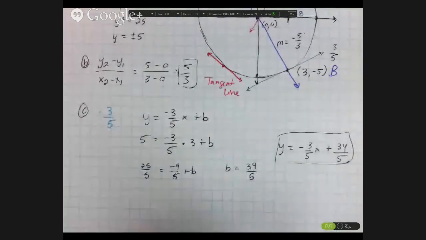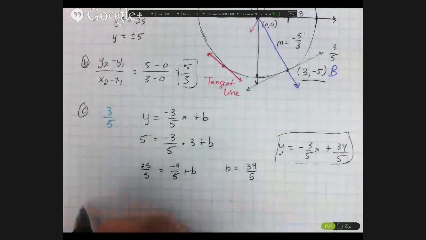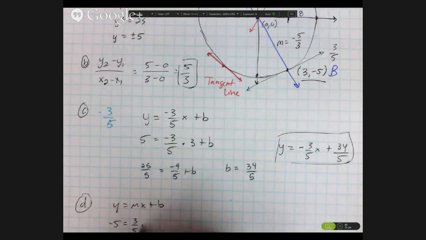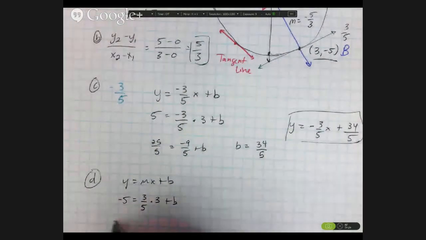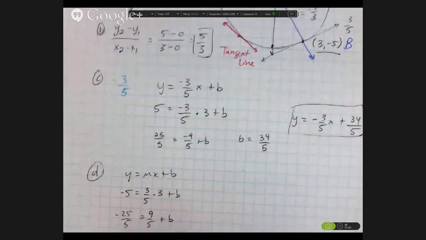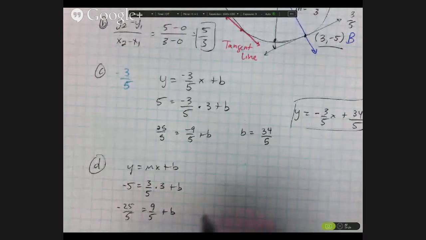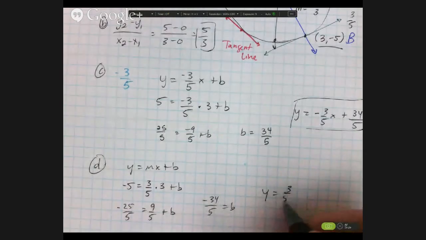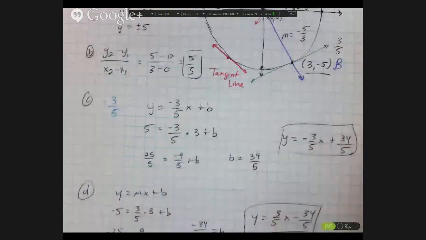Okay. And we have a point as well that we can use. So -5 equals 3/5 times 3 plus b. We're going to get -34/5 is b, and y equals 3/5 x minus 34/5. Okay, that's the tangent to B.